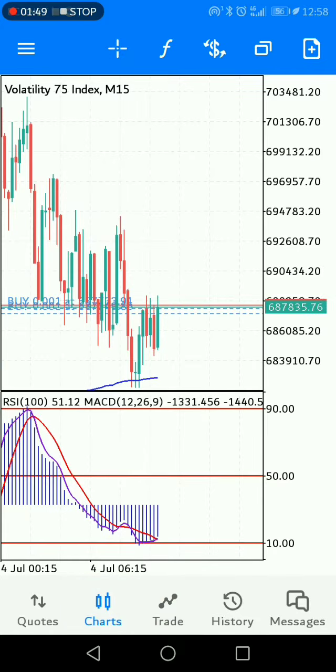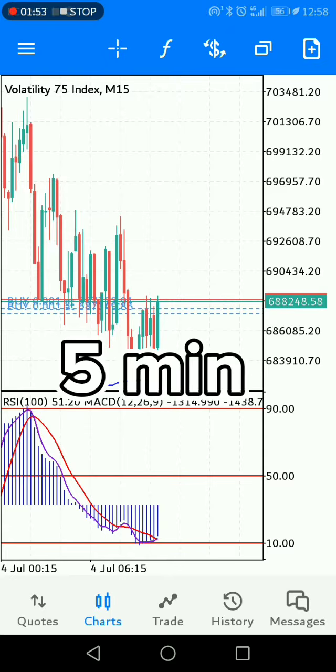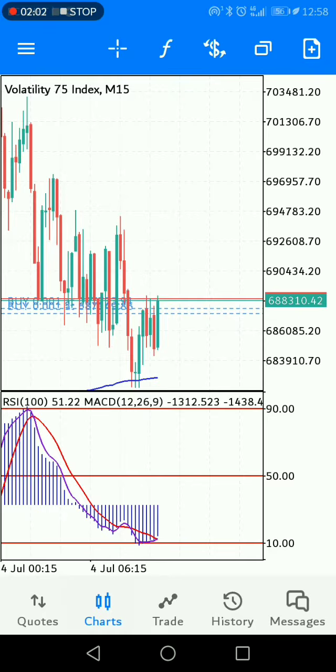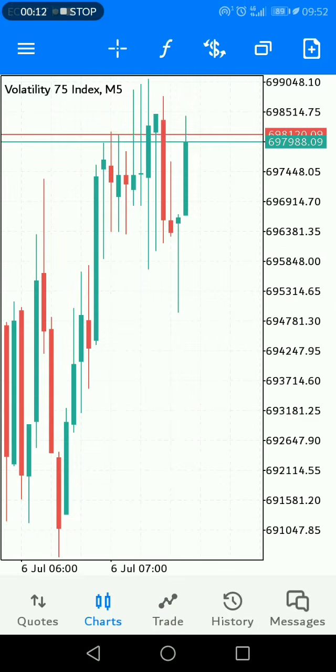Also, before we get started, I want to tell you that this strategy works on a 5-minute time frame to 15-minute time frame. And also, you need to use zoom level 1, which is the smallest zoom level of your screen. So let's go ahead and set up the indicators step by step.